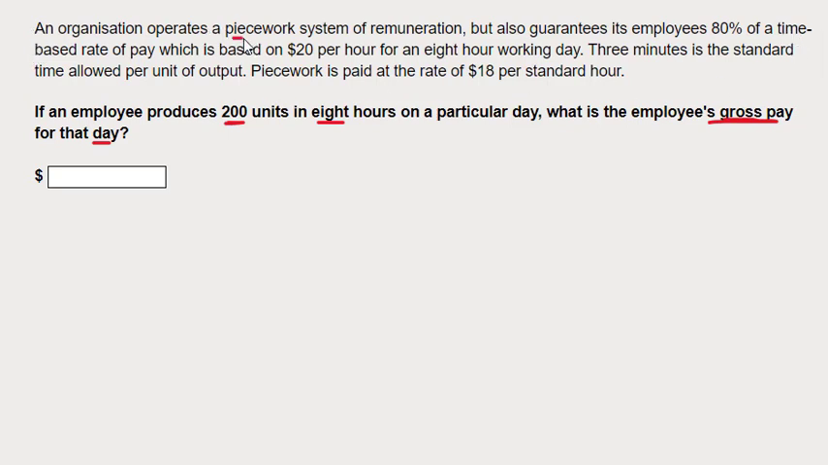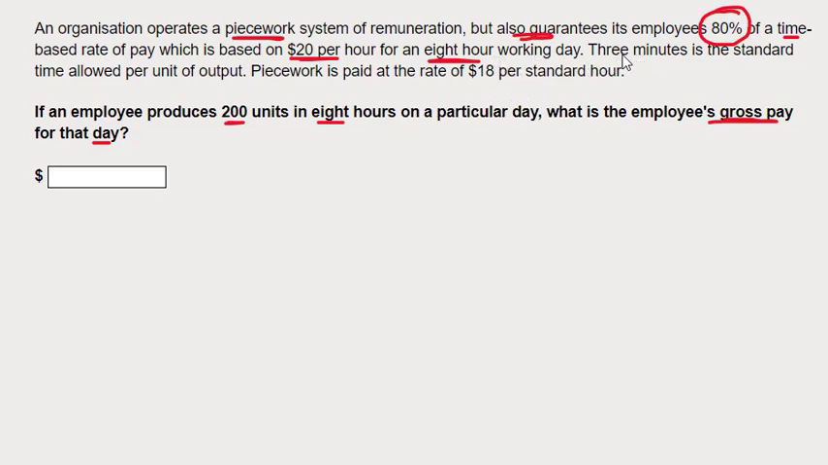So it tells us they do piecework. Piecework means they get paid for each unit that they make. So that's one way they get paid. But they also have a guaranteed minimum. So even if they don't make any units, they're guaranteed to get some time-based pay. And that time-based pay is $20 an hour for an 8-hour day, and they're guaranteed to get 80% of that. Okay, that's the guaranteed minimum.